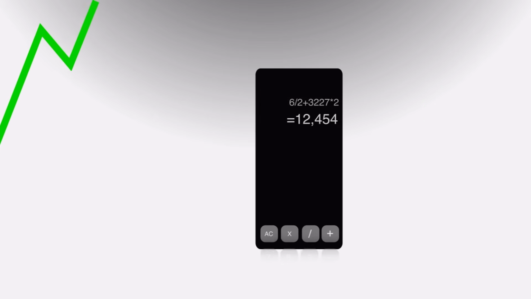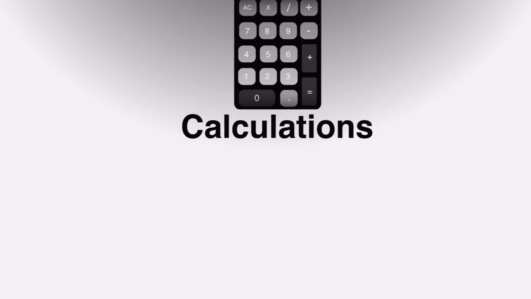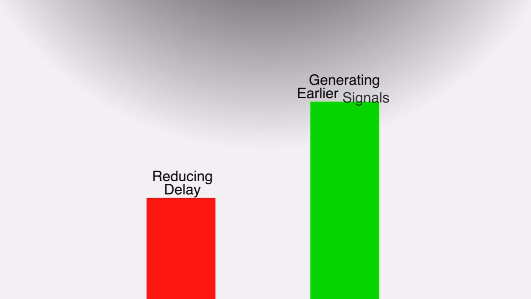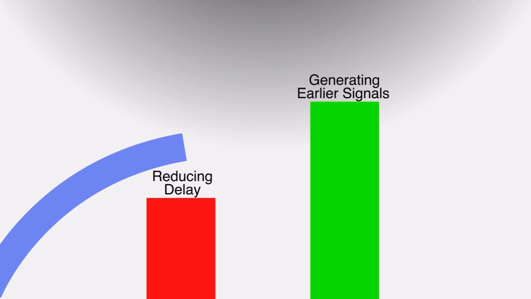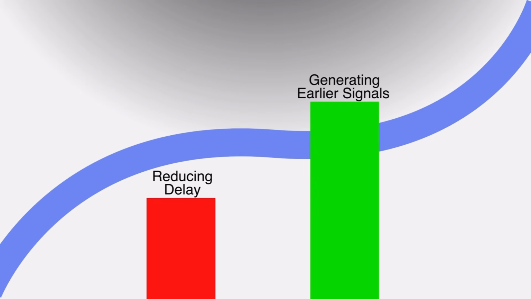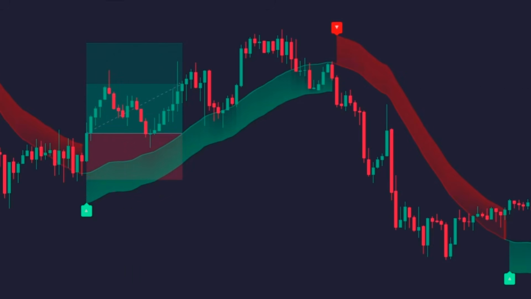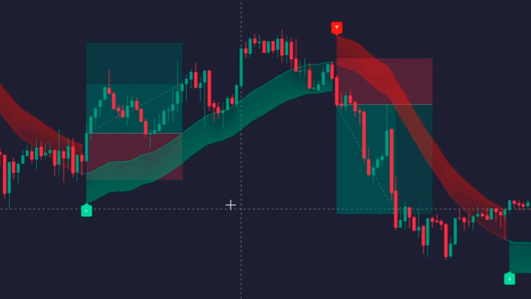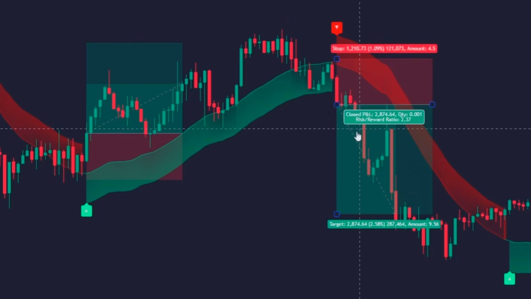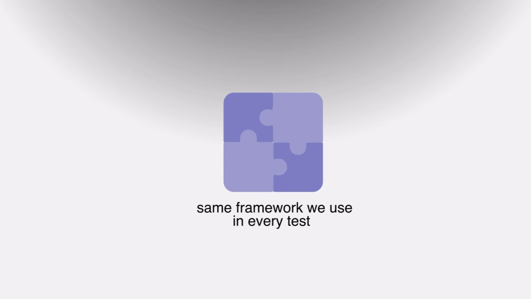So now, how does it work? The indicator tracks short-term trend shifts using zero-lag calculations, reducing delay and generating earlier signals than most standard moving average systems. When the band turns green with an up arrow, that's a long entry, and when it flips red with a down arrow, that's a short signal. Simple and surprisingly accurate.